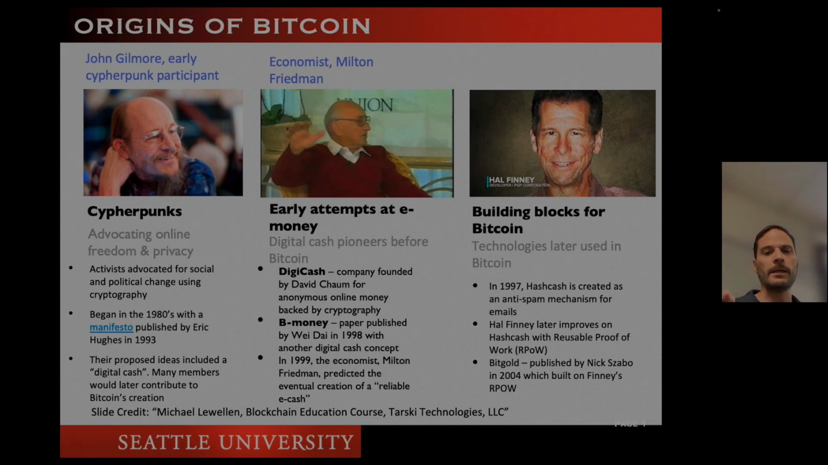And that then later was incorporated into a reusable proof of work algorithm. And then BitGold was proposed by Nick Szabo in 2004. That was really a paper that preceded Bitcoin, but is extremely similar. It had all the essential elements like proof of work and decentralization, but it was never implemented. Which contrasts to Bitcoin, which was proposed in 2008 and then implemented in 2009.